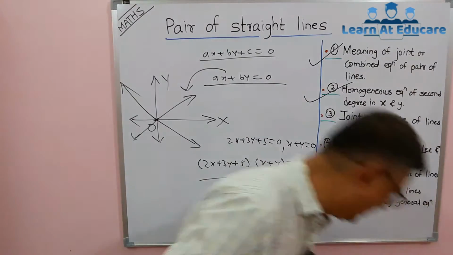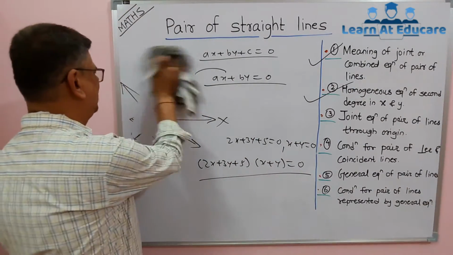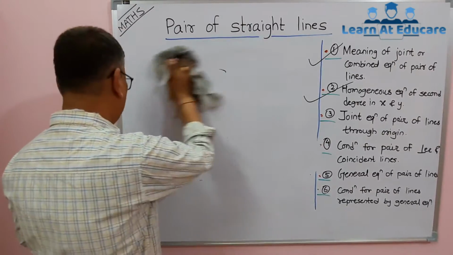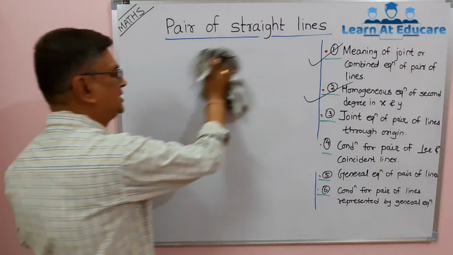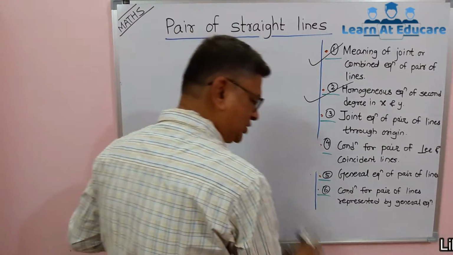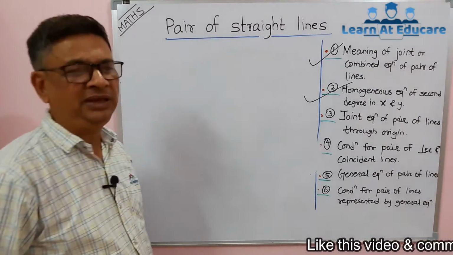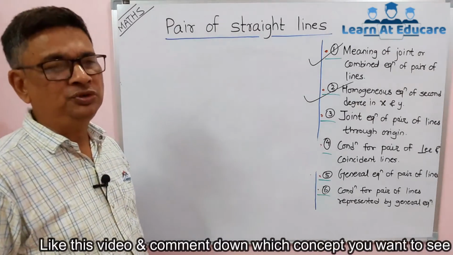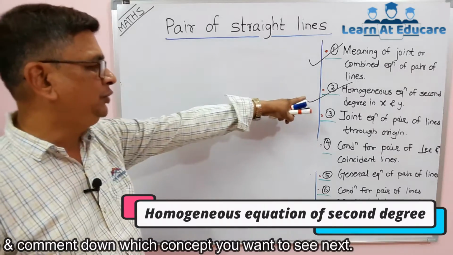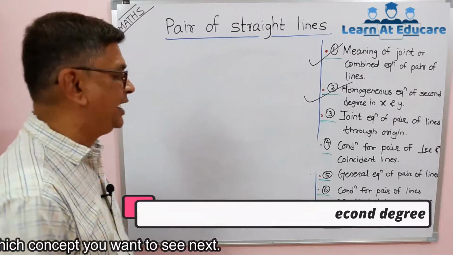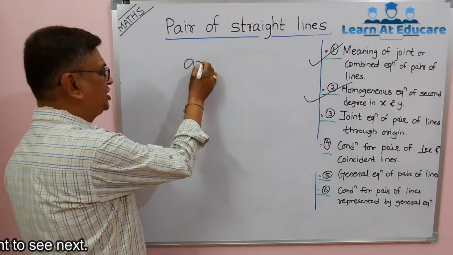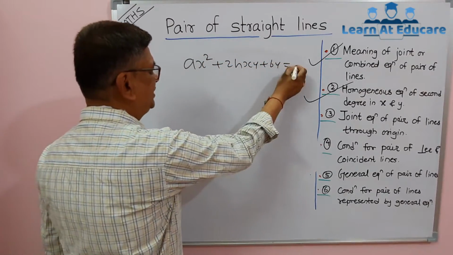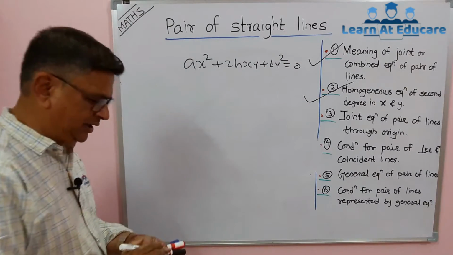Now what is meant by homogeneous equation of second degree in x and y? Remember, there is a term called homogeneous equation in mathematics, in which the sum of indices of x and y in every term is equal, and if that sum is equal to 2, then it is called a homogeneous equation of degree 2 or second degree in x and y. Such an equation is in general written of this type: ax square plus 2hxy plus by square equal to 0.